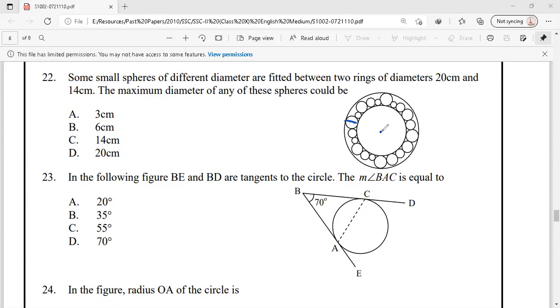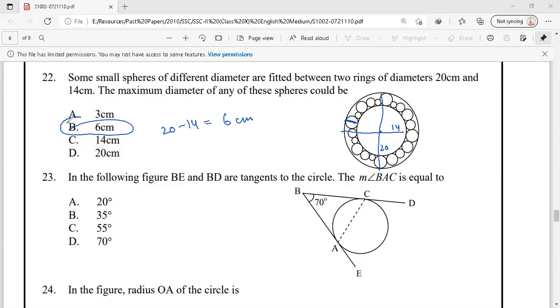So the diameter of the smaller circle is 14 centimeter. This is 14. And the diameter of the larger circle is equal to 20 centimeter. So the difference of these two diameters will make the difference of this side. So the correct answer would be 20 minus 14 equals 6 centimeters. So option B is the right answer.